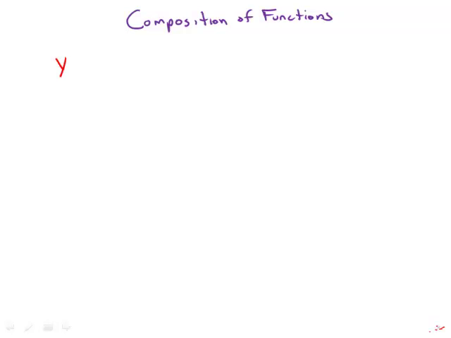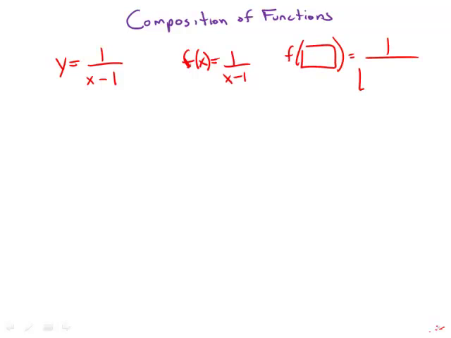First thing I'll just point out is that when we have a function, say y equals 1 over x minus 1, the way a mathematician looks at that, write this as f of x equals 1 over x minus 1. A mathematician thinks of it like this: imagine a giant box, 1 over giant box minus 1.